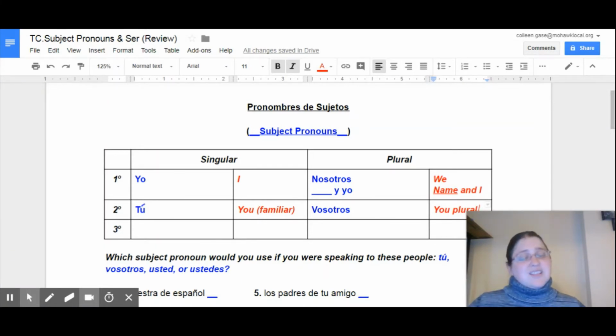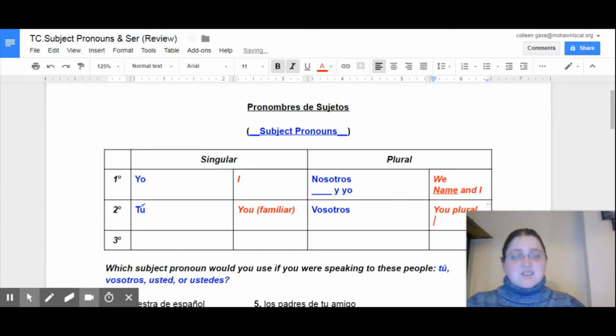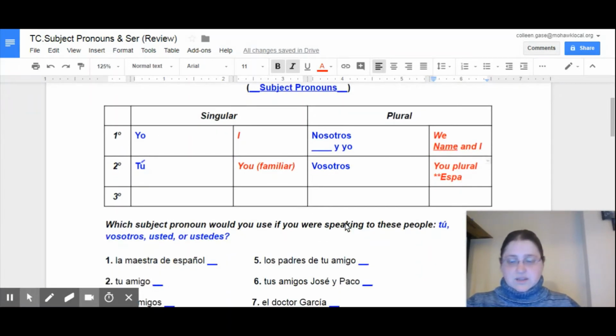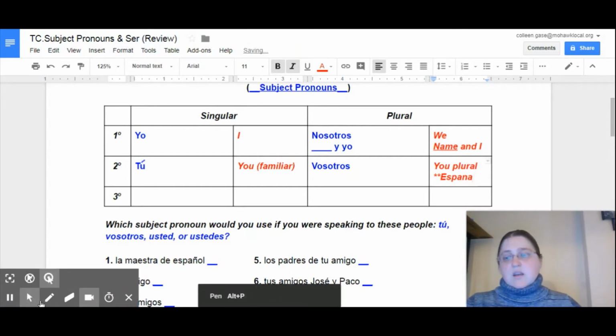In Spanish, that's different. There is a plural version of that you. There's a plural version to indicate I'm talking to more than one person. But the other thing that's super important with vosotros is it is only actually used in Spain. It is only used in Spain at the moment.